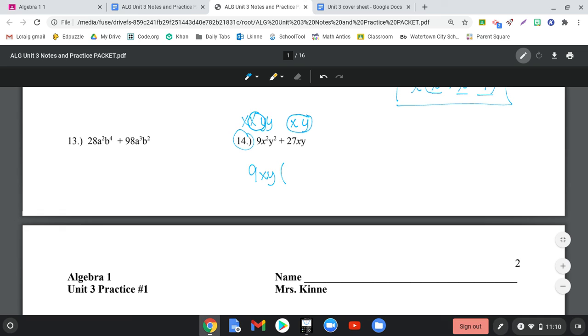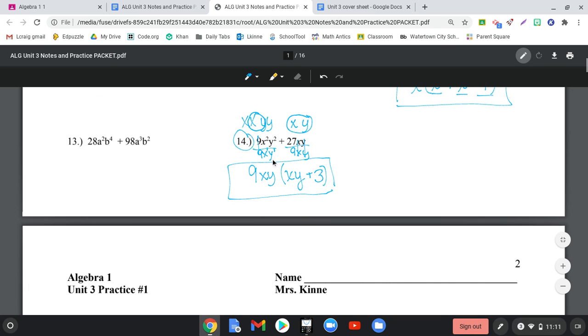And now let's divide by it. 9 divided by 9 is 1. 2 minus 1 for our x's would just be x. 2 minus 1 for my y's would just be y. Plus 27 divided by 9 is 3. X's cancel, y's cancel. You're done.